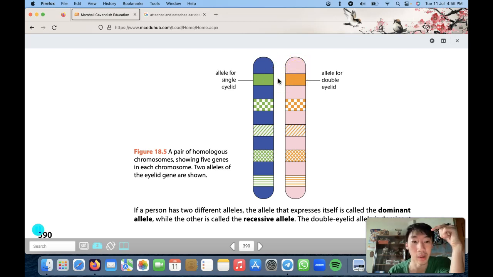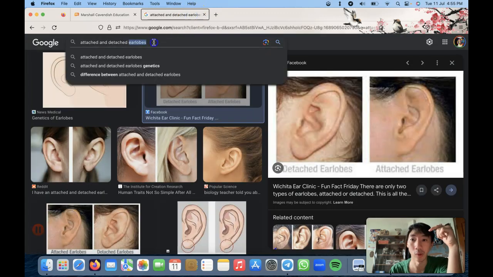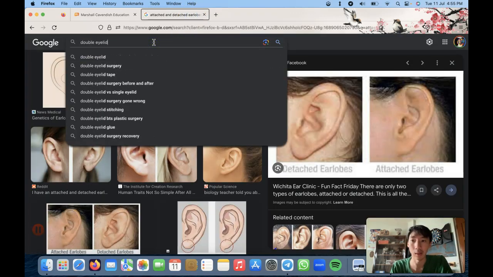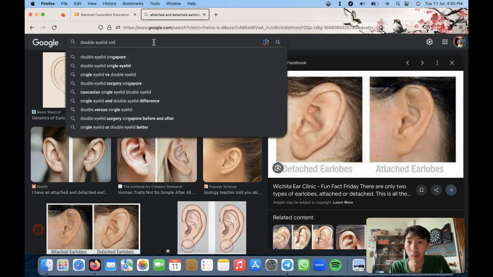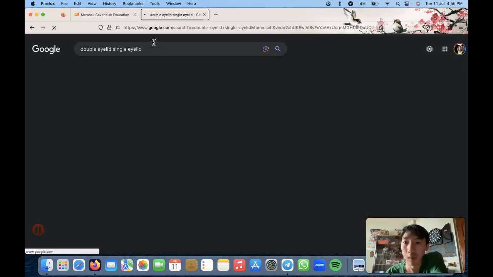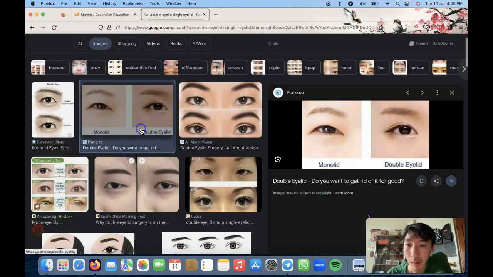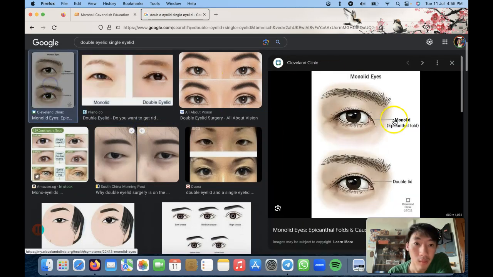You know what the difference between double eyelid and single eyelid is, right? Let's just take a quick look. It looks like this. The difference is in this area over here. This is single eyelid, this is double eyelid. You might even be aware that in Korea, some K-pop or movie stars actually go for double eyelid surgery because to them it's prettier.